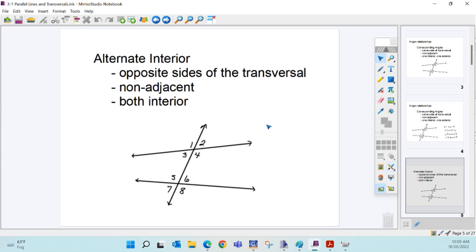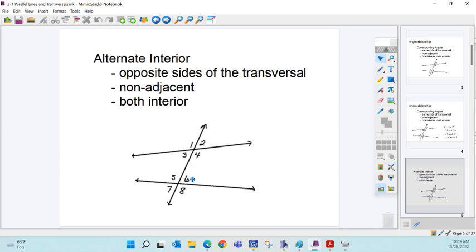Alternate interior angles. Okay, so this is another special angle relationship. Alternate means one on one side of the transversal, one on the other. They're also not next to each other, and they also both have to be interior. So 1 can't be an alternate interior angle with anything because it's exterior, it's on the outside, but 3 can. It can't be next to it, so it can't be 4. So 6. 3 and 6 are alternate interior.